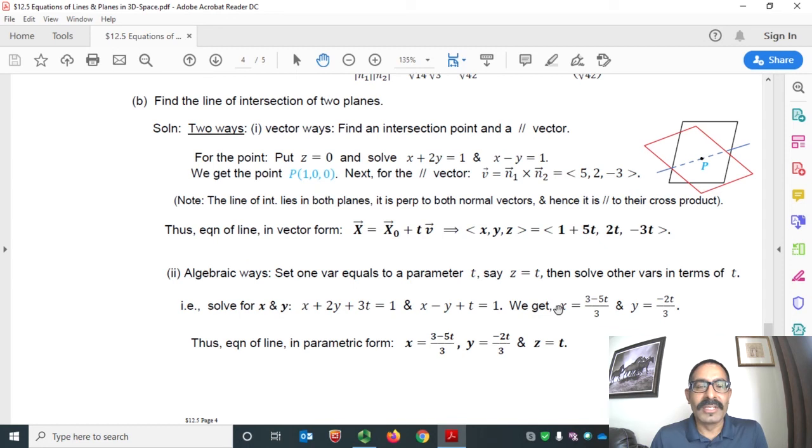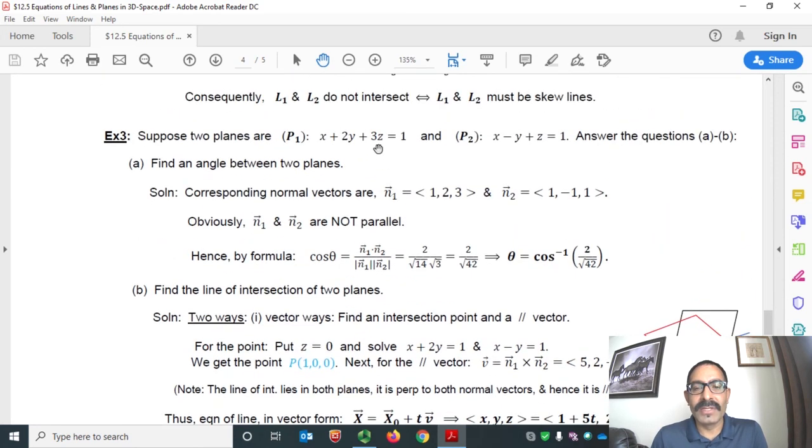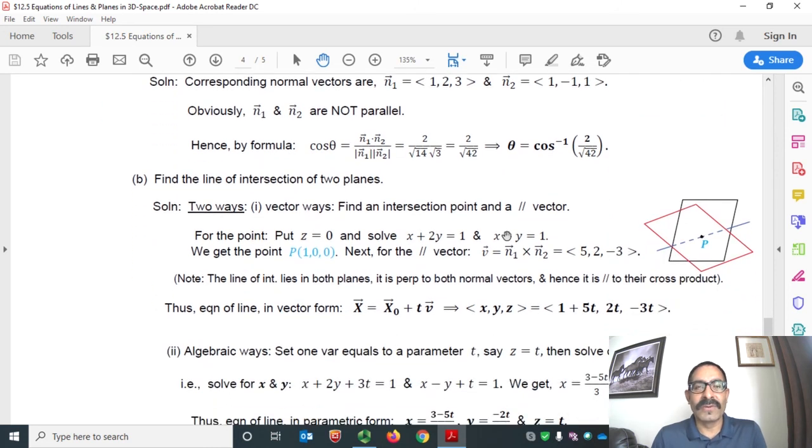Let's do an alternative way. Another way is the algebraic way. Set one variable equal to a parameter. Say the z variable is a lucky variable to get that parameter t. Then solve the other variables in terms of t. So, solving for x and y, we put z equals t. Then we have x plus 2y plus 3t equals 1, and x minus y plus t equals 1. Then we can easily solve the two equations for x and y.